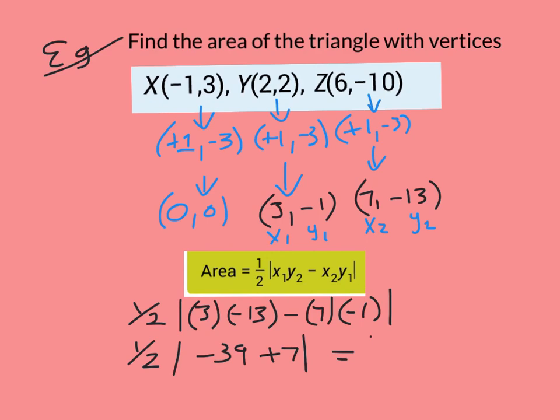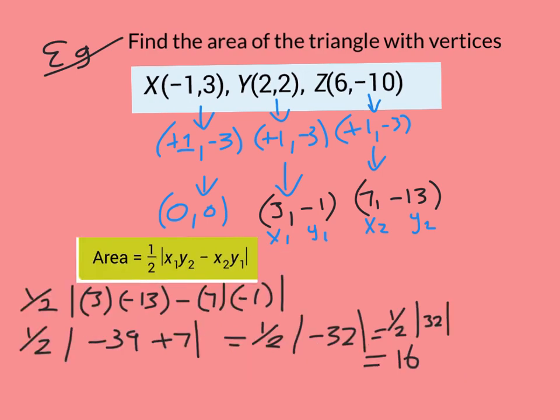So that'll give me a half. Minus 39 plus 7 gives me minus 32. But we know that that's going to be a half of the absolute value of 32. And that's going to be 16 units squared. So just don't forget to put in that units squared. Unless they tell you what the units is.